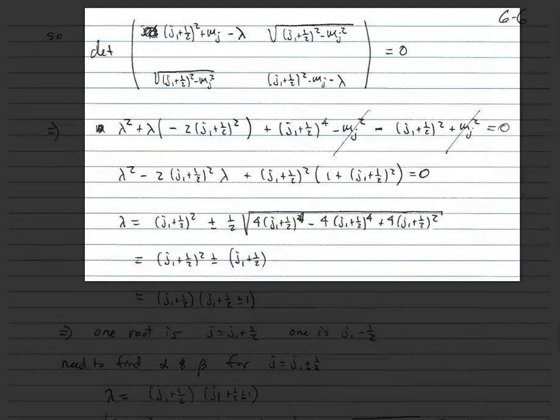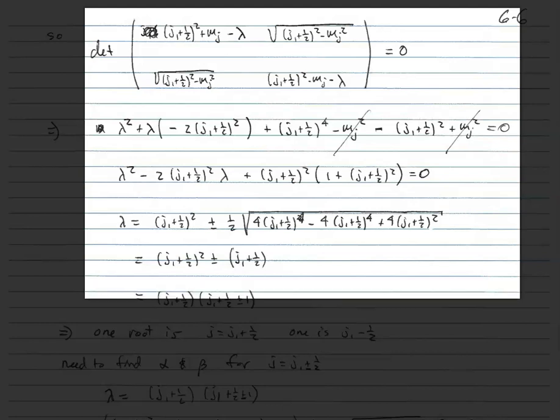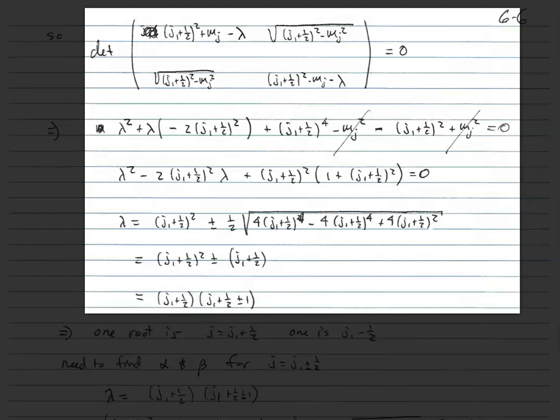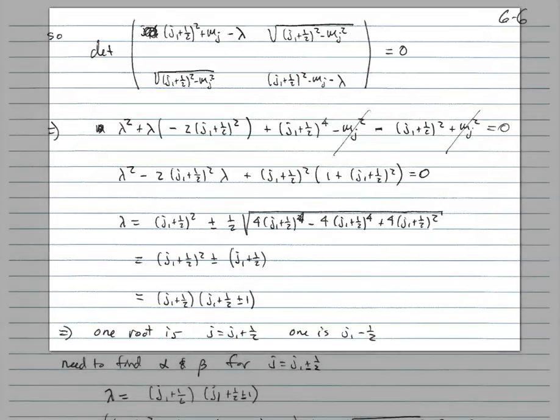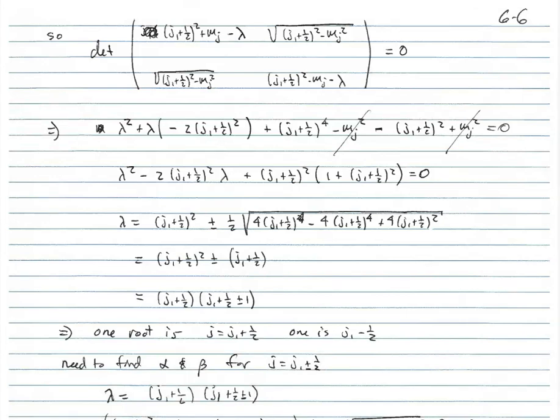The 4 becomes a 2, cancels with the half. I get just J1 plus a half. So we get (J1 plus a half) squared plus or minus (J1 plus a half). I can factor out a J1 plus a half from that. I get (J1 plus a half) times (J1 plus a half plus or minus 1). That indeed gives us a state that has a total J equal to J1 plus a half and a total J equal to J1 minus a half, exactly like we knew it must. So now we're going to plug in each of those different eigenvalues and solve for the alpha and the beta.